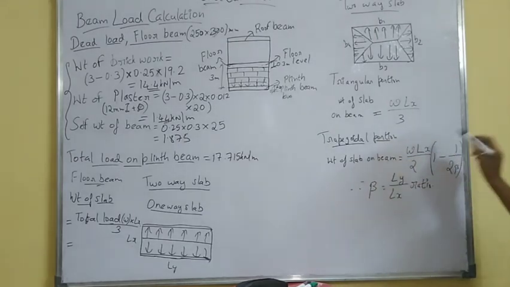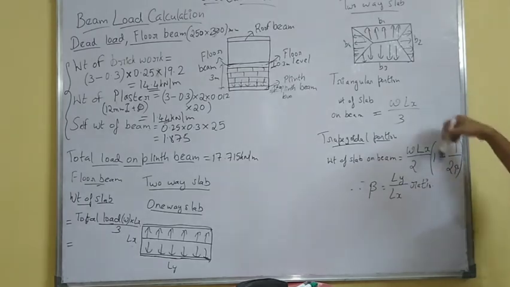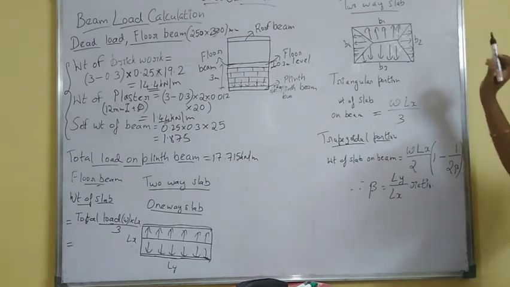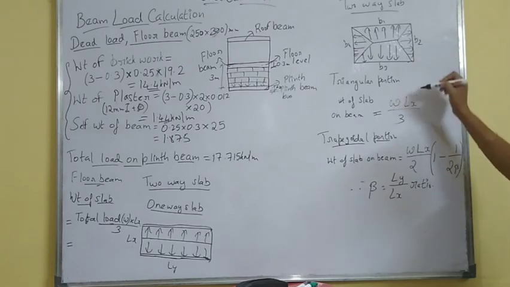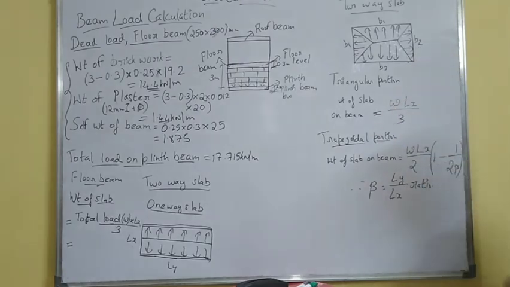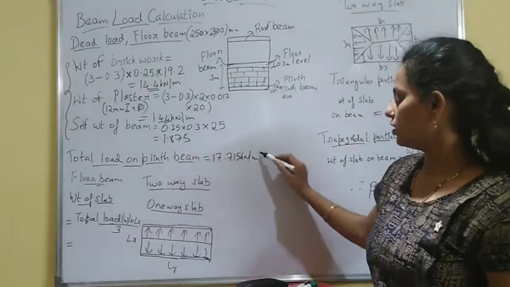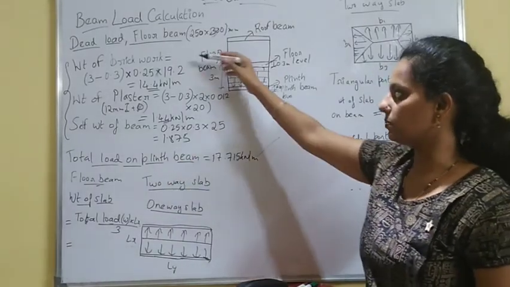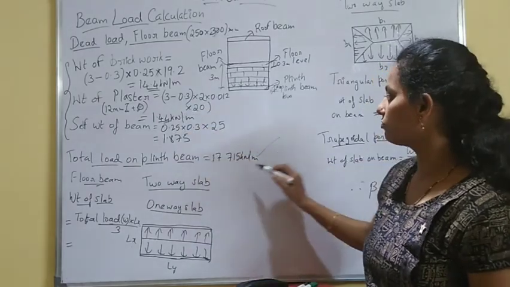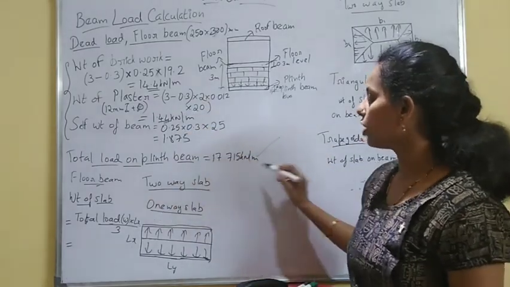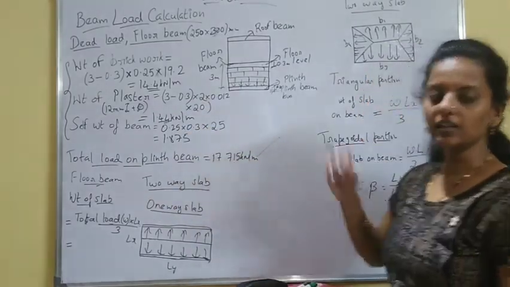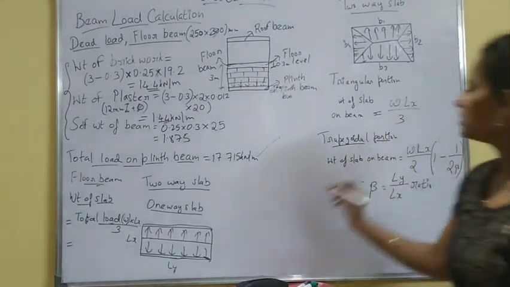Just consider the weight of slab, whichever portion or whichever beam you are going to calculate. For that portion you have to consider the weight of slab, then add it to the load of the remaining sections: brickwork, plaster and self weight of beam. For that, add the weight of slab on beam also. Then that load you have to consider.